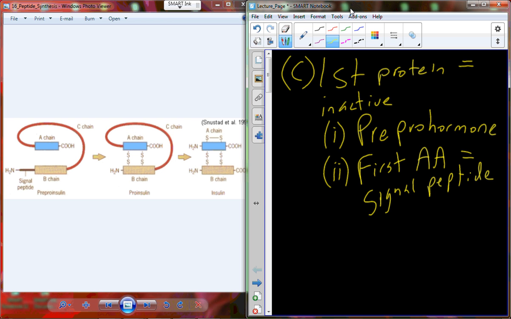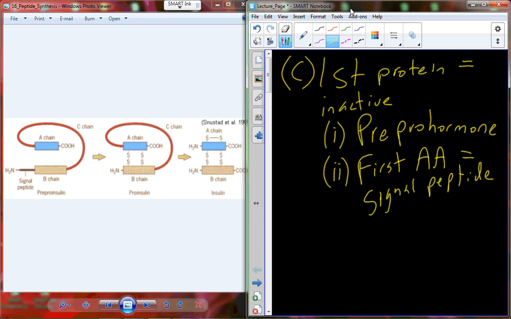What you're looking at here is the processing of insulin. You have pre-pro insulin here on the very far right-hand side. And you can see that there's a signal peptide near the amine group on this amino acid chain. And this is going to direct pre-pro insulin to the endoplasmic reticulum where we're going to begin to cleave it.